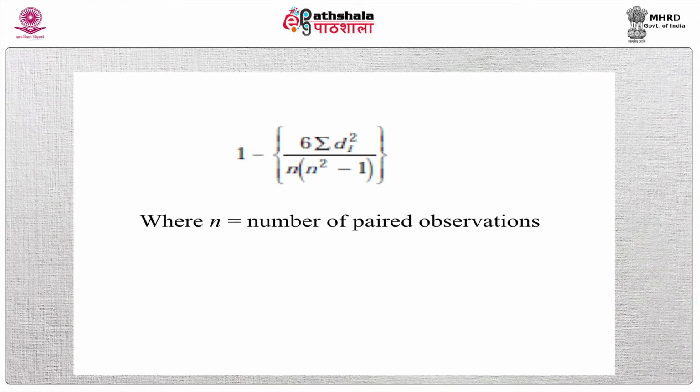of paired observations. The value of Spearman's rank correlation coefficient will always vary between +1 and -1, where the plus sign, the positive sign, indicates positive correlation, or it can be said that the variables under study are moving in the same direction. That is, if one variable increases, the other will also increase and vice versa.